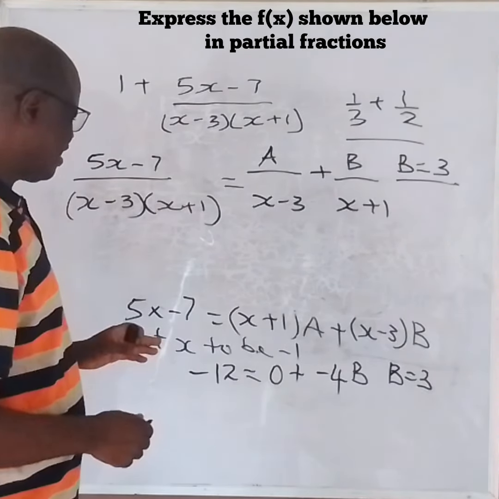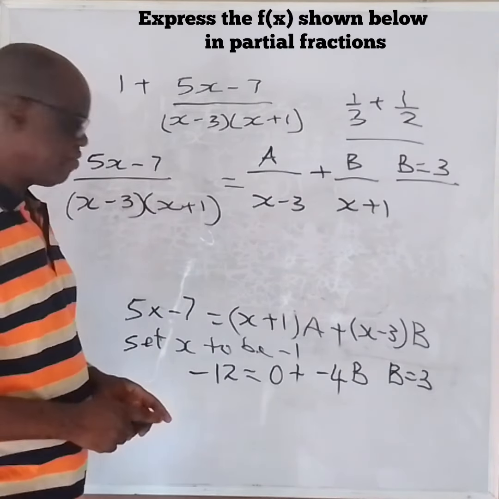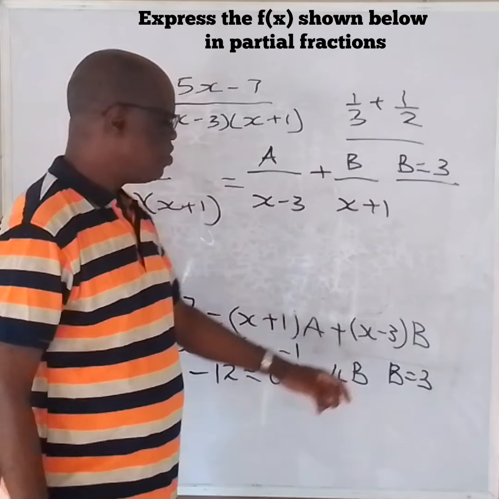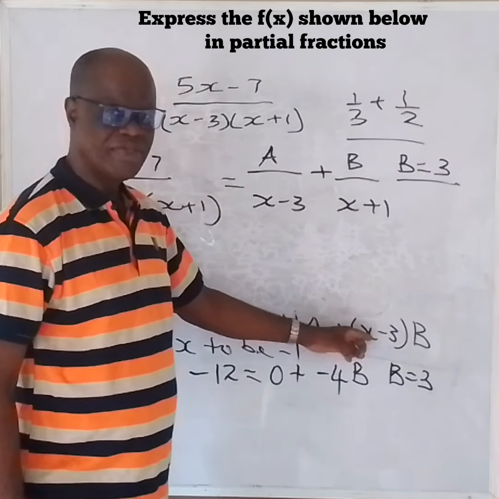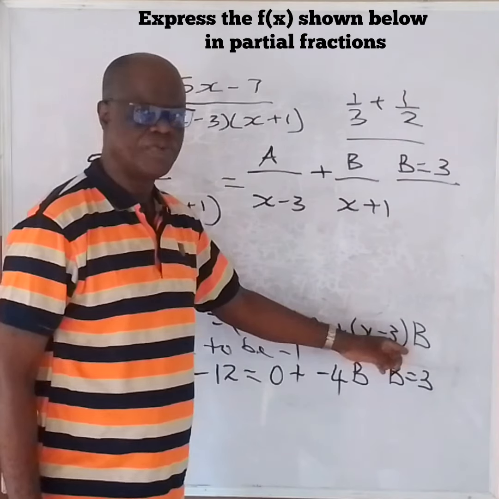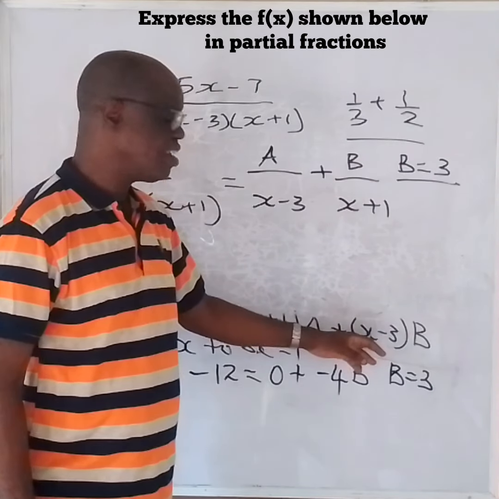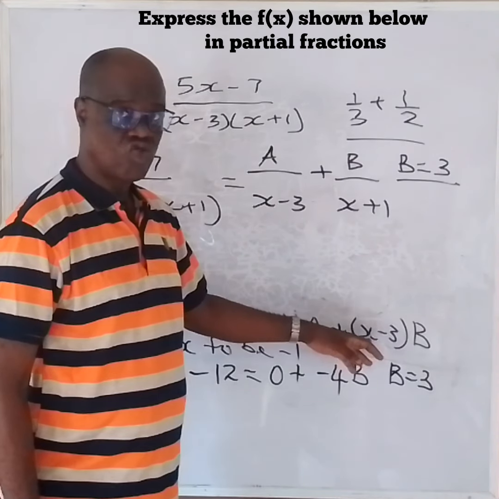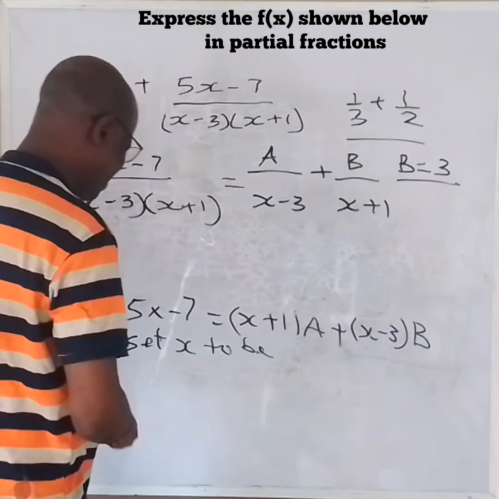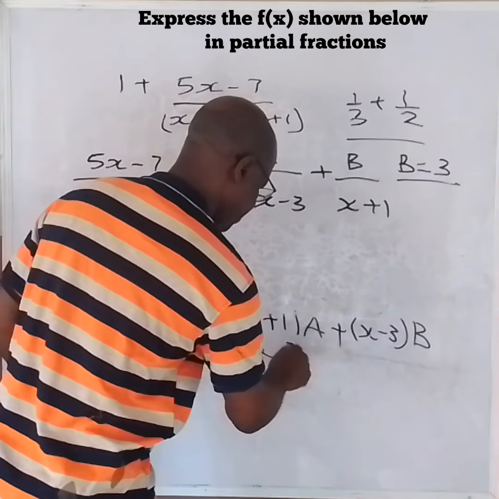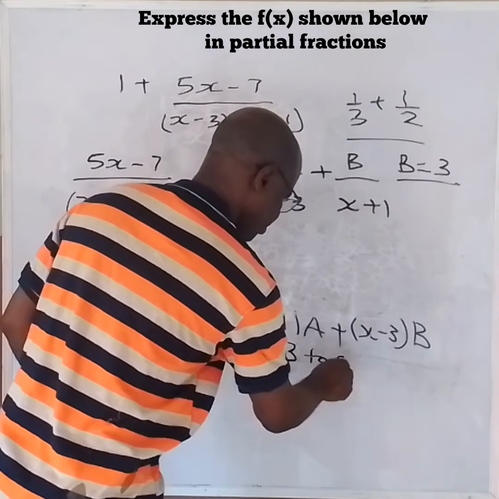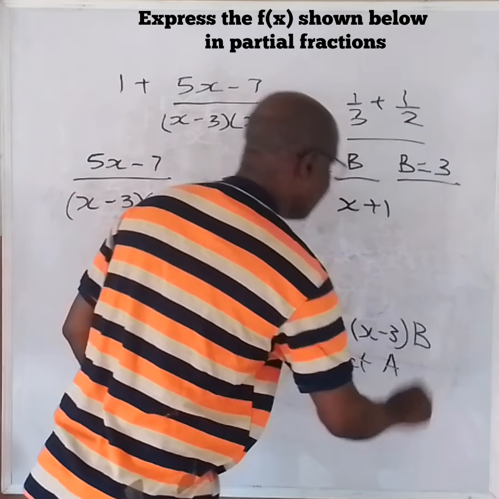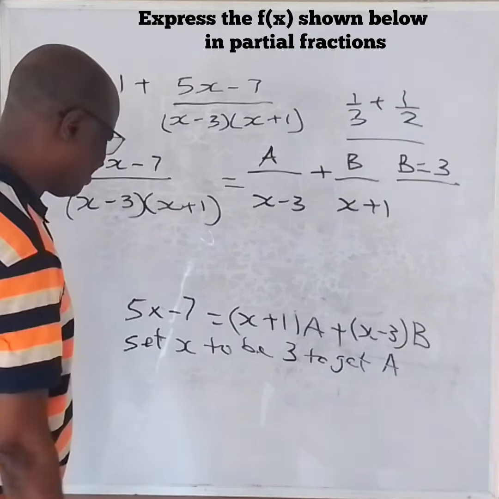Now let's look at how we get our A. If you want to get A, then you work on B. You will set your x in such a way that what we have here is 0. Already this is x minus 3. If you put 3 here, 3 minus 3 is 0. So you set your x to be 3, to get A. So let's put 3 there.